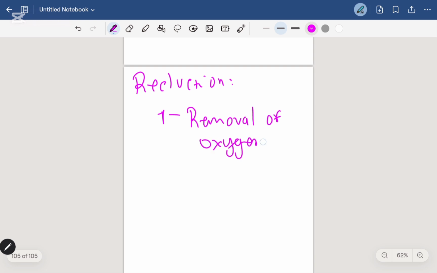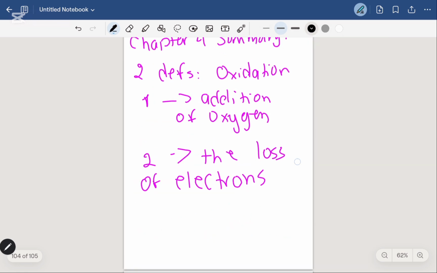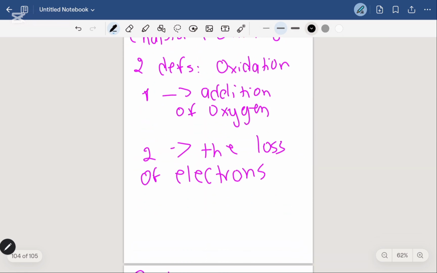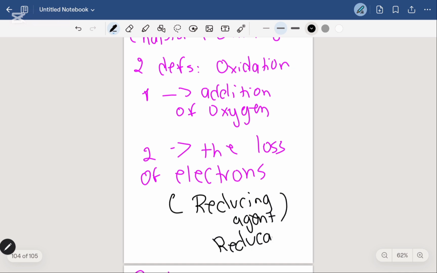And then you have definition number 2, which is the gain of electrons. Okay? Now, another term for the reactants that go into oxidation, they are called what? They are called the reducing agent because they cause the reduction. So reducing agent or reductant.